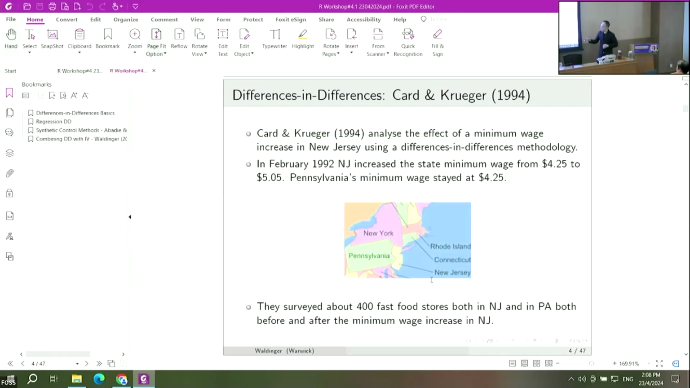So the experiment is this quasi experiment, not really like a natural experiment. They surveyed about 400 fast food stores, both in New Jersey and also in Pennsylvania. Remember, it's before and after the minimum wage increase in New Jersey. So there are two time periods. In difference, oftentimes there are going to be two critical conditions we want to be aware of. One is the time difference, before and after, and two is treatment and control. So whether you receive the policy intervention or you do not. Okay, so that's just to begin with.